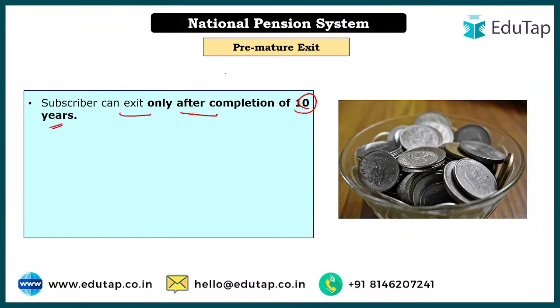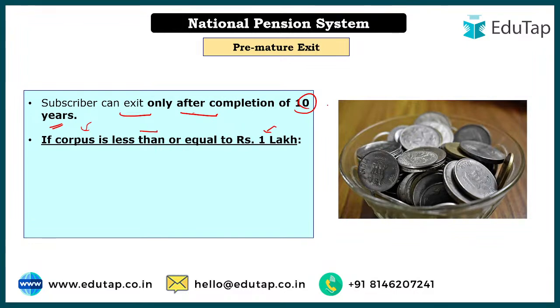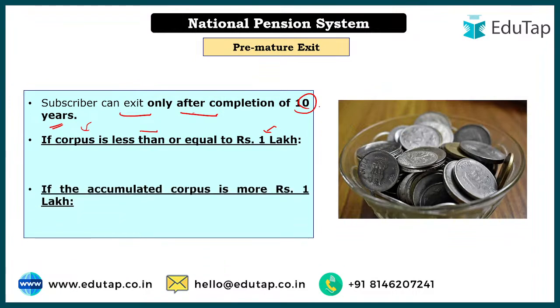Now in that case also, depending on how much you have submitted, there are 2 possibilities. First is the case where the corpus, whatever amount you have in your NPS account, is equal to or less than 1 lakh. So one case is where you have a maximum of 1 lakh. Another case is where you have a corpus of more than 1 lakh in your account. I'll answer your doubt, please let me first complete it.